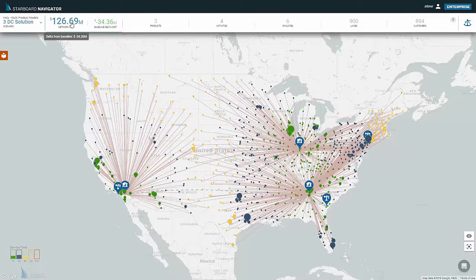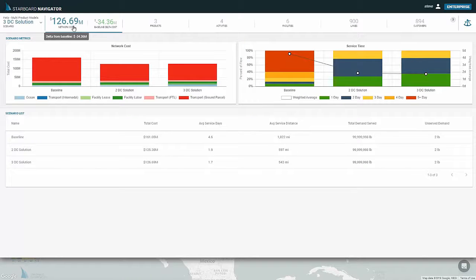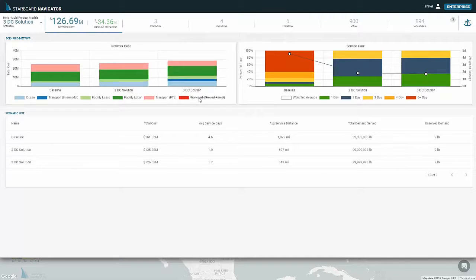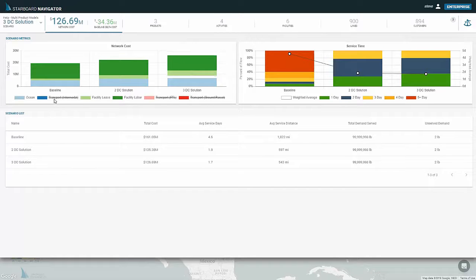If I click on that, I can dig down into my network costs here on the left. And you can see that in this case, the ground parcel transportation is the dominant factor. I can turn those off. Let's turn off all the transportation costs so that I can just look at facility lease and labor. You can see it's over my three scenarios.